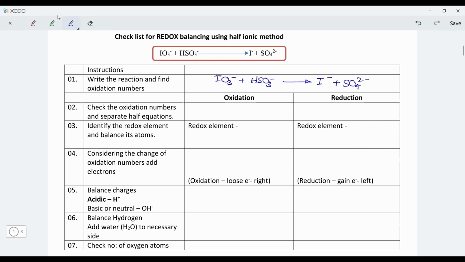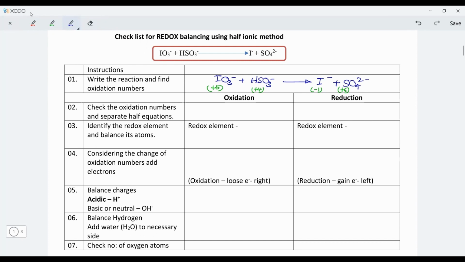You can check the oxidation number of IO3 minus. It is coming as plus 5. For HSO3 minus, you have to check the oxidation number of sulfur. It will be plus 4. For I minus, the oxidation number will be minus 1. For SO4 2 minus, the oxidation number will be plus 6. Now I will remind you how to get these oxidation numbers. I am doing it just to remind you of that step, so try to understand that part here.